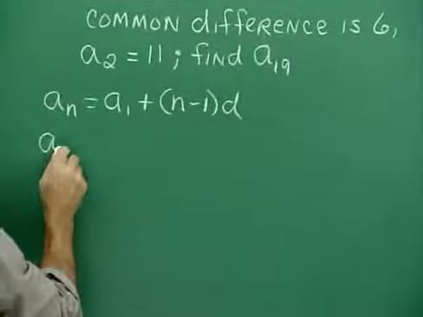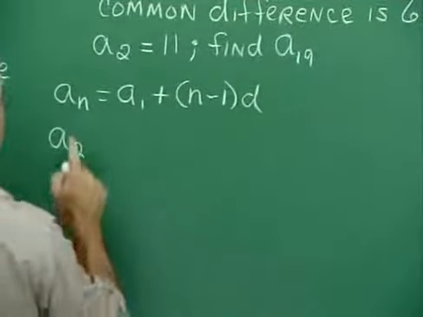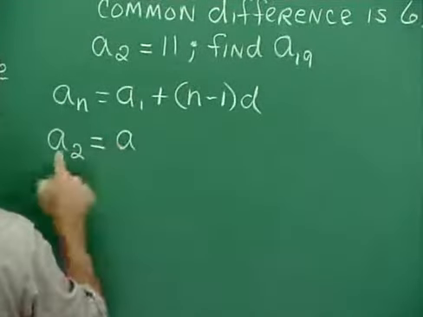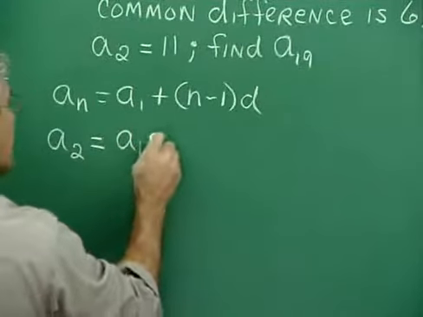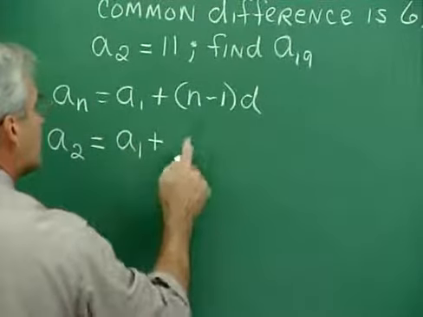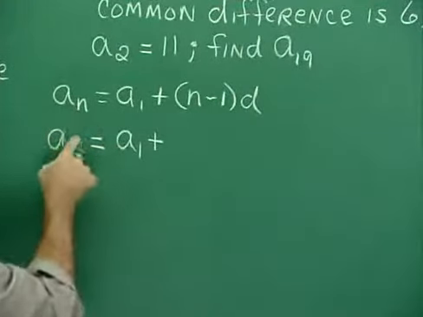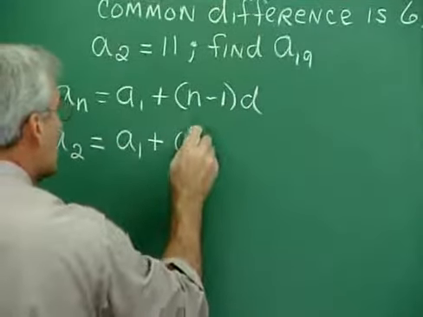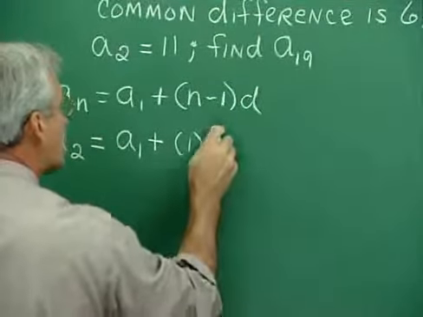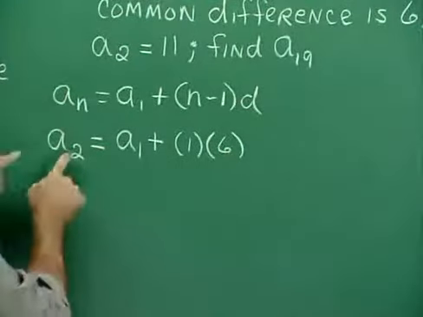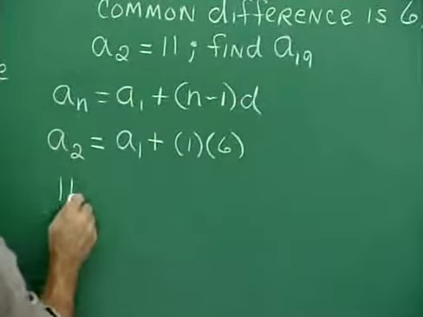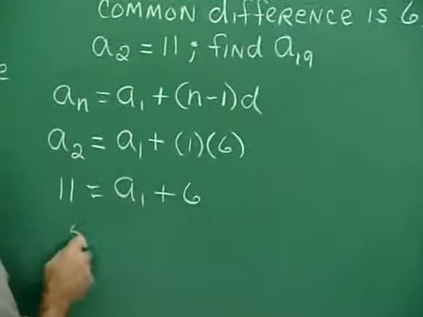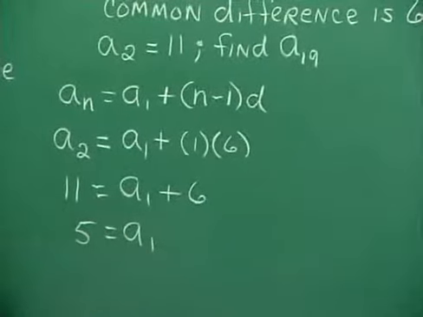It turns out that we can actually find a sub 1 like this. If a sub 2 is 11, then a sub 2 is found by taking a sub 1 and adding n minus 1 differences. But n is 2, so n minus 1 is 2 minus 1, or simply 1 times the common difference, 6. Now, a sub 2 we're told is 11. So we have 11 equals a sub 1 plus 6. Subtract 6 on both sides, and we find a sub 1 to be 5 as expected.